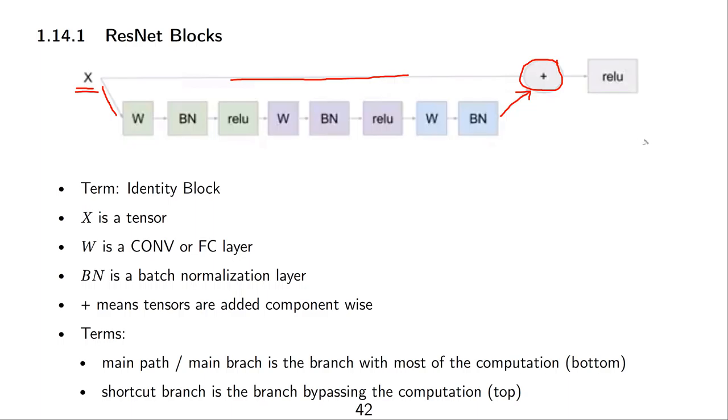Let's now look at the computation on the main branch. This building block W is either a conv or a fully connected layer. Batch normalization, BN, and ReLU is the nonlinearity. So these three blocks together are a traditional combination of some computational layer with parameters, batch normalization, and a nonlinearity. Then we have another such triple, either conv or fully connected, batch normalization, and ReLU.